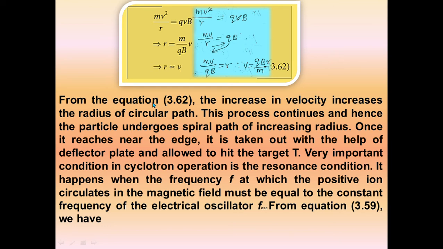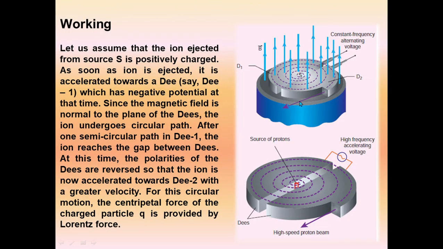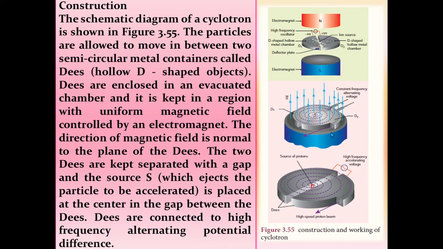From equation 3.62, increase in velocity increases the radius of the circular path. This process continues and hence the particle undergoes a spiral path of increasing radius. Once it reaches near the edges, what happened?